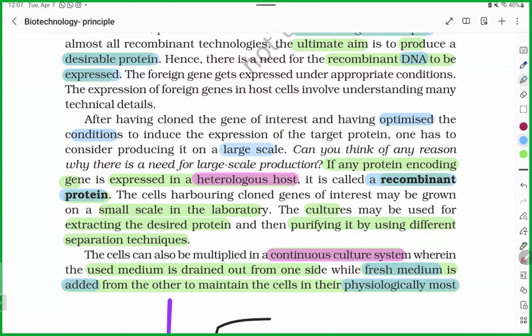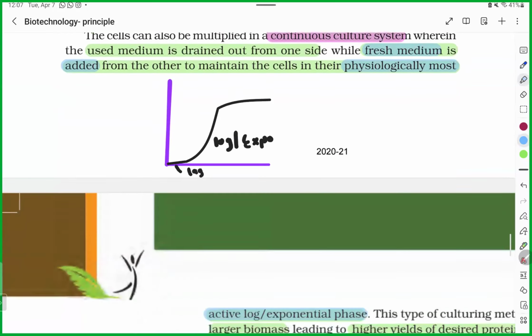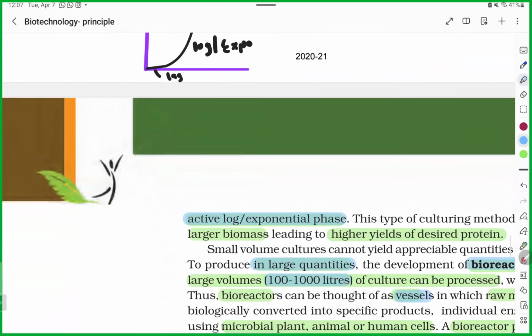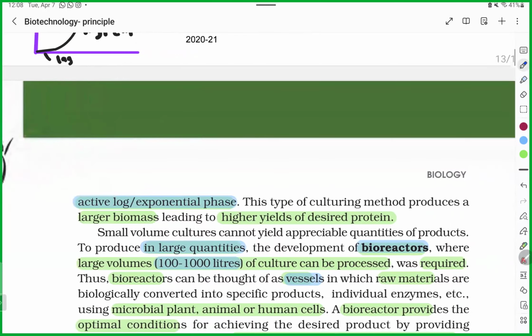Cells we can grow on a small scale. We can also use a large scale system. A large scale system is a continuous culture system, where we drain medium out from one side and fresh medium is added on the other side, like a continuous process. Correct? Today we read from plant growth and development that there is an active log or exponential phase where bacteria will continuously divide, correct? And it will produce large biomass and a high yield of our product, correct?